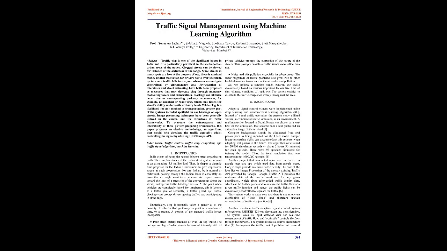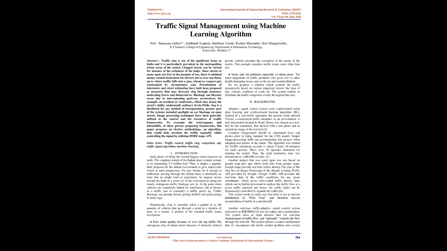Traffic signal management using machine learning algorithm. Prof. Sunayana Jadhav, Siddharth Vaghela, Shubham Tawde, Rashmi Bharambe, Stuti Mangalvedhe. K.J. Somaiya College of Engineering, Department of Information Technology, Vidyavihar.